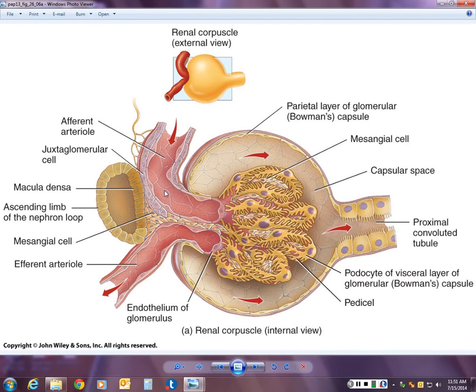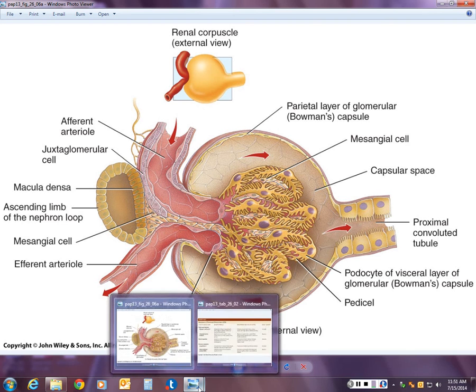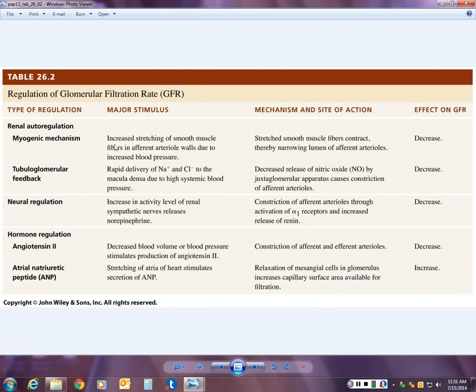And what the JG cells are designed to do is recognize the fact that the increasing amount of stretch correlates with a higher blood pressure. And the chart tells you that here. So we see here the major stimulus for the myogenic mechanism. Remember, it's carried out by the JG cells. It's stretching of the JG cells, which are smooth muscle, in the afferent arteriole. That stretching occurs as the velocity of blood flow picks up, more blood tries to force its way through the afferent arteriole, and that indicates an increased blood pressure.